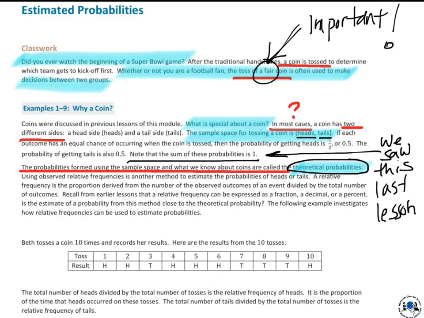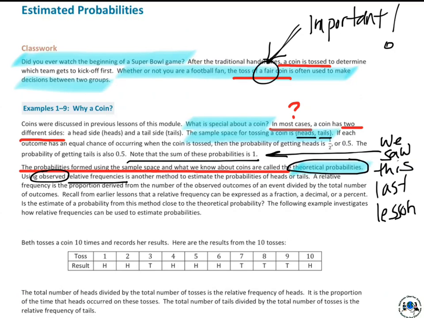Okay, so the probabilities formed using the sample space and what we know about coins are called the theoretical probabilities. All of this is based on theory. There are two sides. There's an equal chance of both happening. Therefore, the theoretical probability is 50-50, heads and tails.